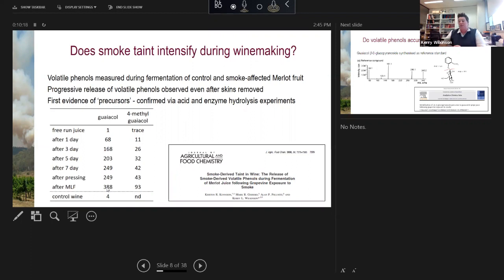So this was really the first evidence that there were these precursor forms of volatile phenols present, and we confirmed this via some acid and enzyme hydrolysis experiments. So we took some of that free-run juice and heated it at pH 1 at 100 degrees, or treated it with beta-glucosidase enzymes, and were able to liberate significant quantities of these volatile phenols. So that confirmed there were precursors, and the fact that beta-glucosidase was liberating these volatile phenols suggested to us that at least some of the precursors might be glycosylated.